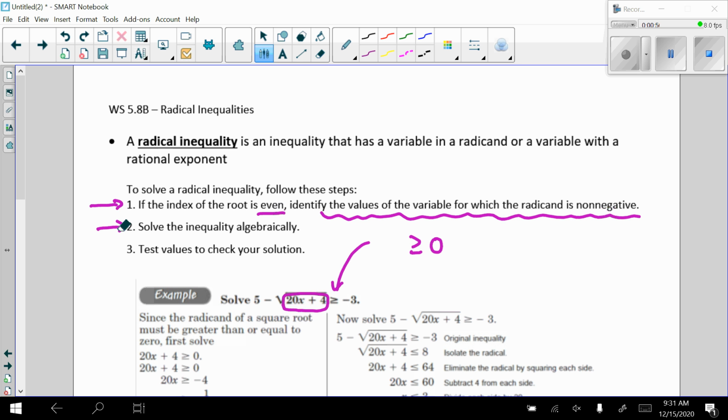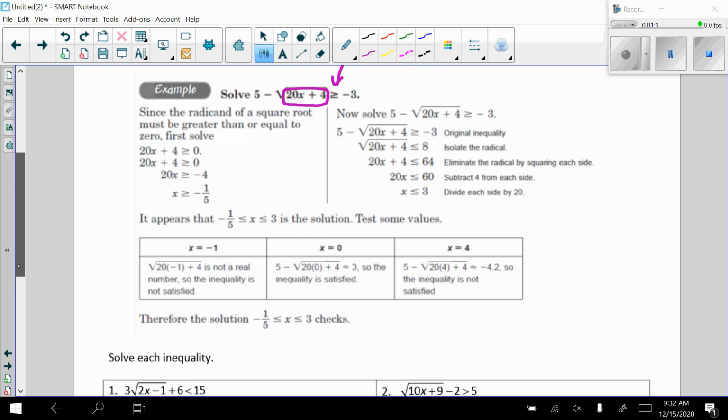The next step is to solve the inequality algebraically, just like we solved our inequalities. And then, of course, we have to test values to see where our solution is going to land. So we have an example up here. Notice the first thing, we take the value under the radical and we set it to be greater than or equal to 0, and we solve. And what we find out is that x has to be bigger than or equal to negative 1/5 in order for the value under the radical to be at least 0.